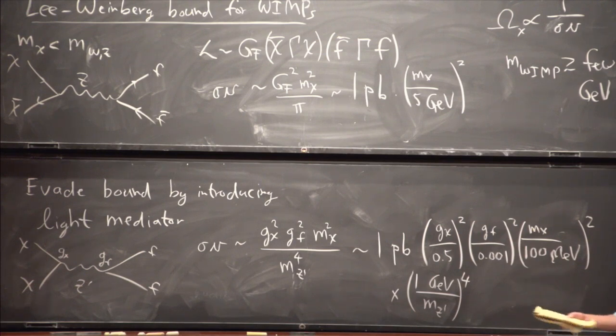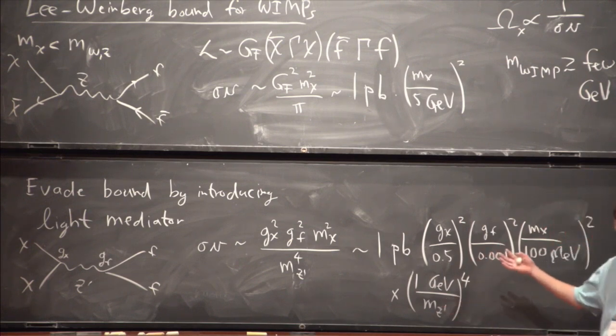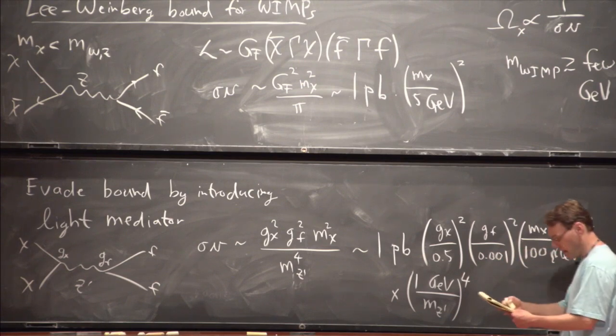And this is totally fine. So there's no problem with having a 100 MeV dark matter particle, for example. And what we've done is just lowered the Z boson, the mediator mass. So that's fine.